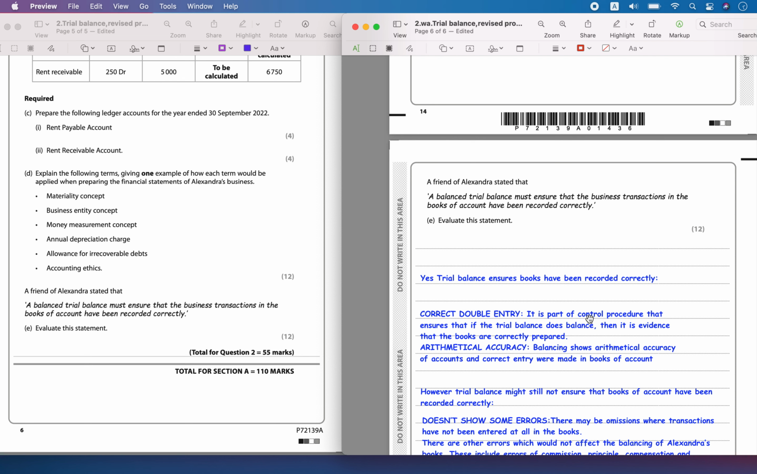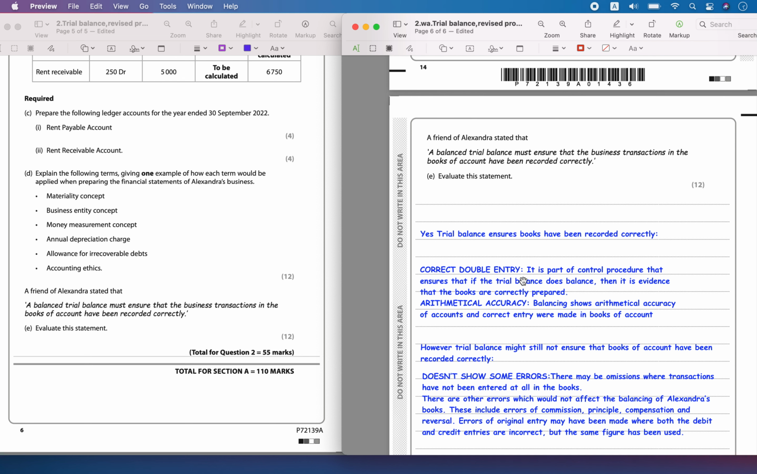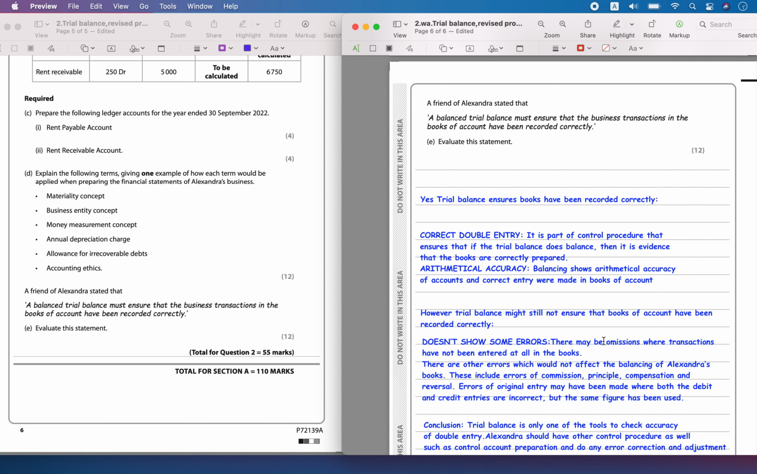We know that it is a part of control procedure. Once you prepare the trial balance and it balances, it ensures that there has been a correct double entry, and we also understand that it is arithmetically correct. However, sometimes it might not show certain errors. For example, if something has been omitted, then there would be no mention of double entry at all, because both the credit and debit entry was left out.